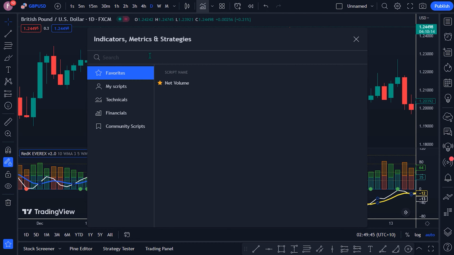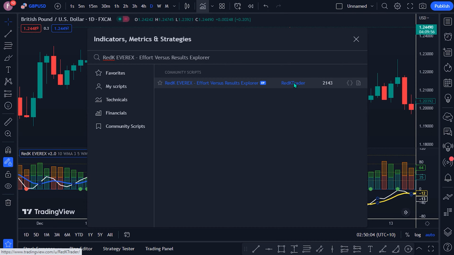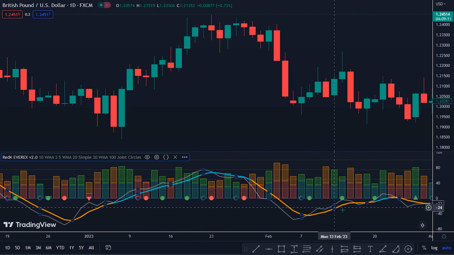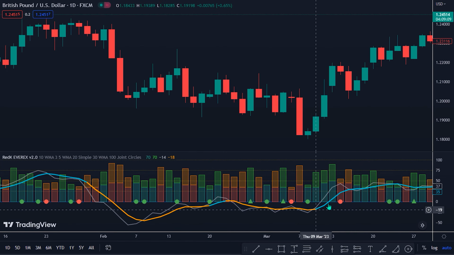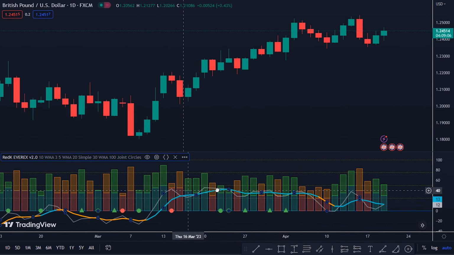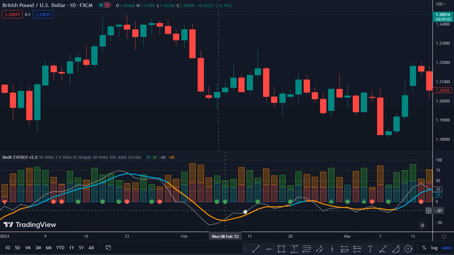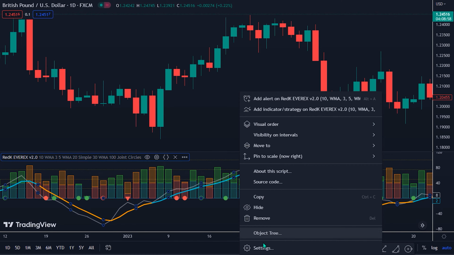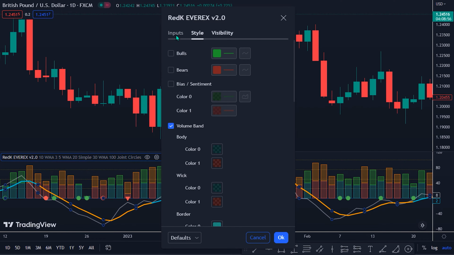To apply this indicator on the price chart, search the keywords the RedK EVEREX Effort vs. Results Explorer. Select the EP version by RedK Trader. Here's the technical indicator on our price chart. Before further checking how this indicator works, let's check its functionality settings. Right-click on the indicator and proceed to select the Settings option to see its parameters.